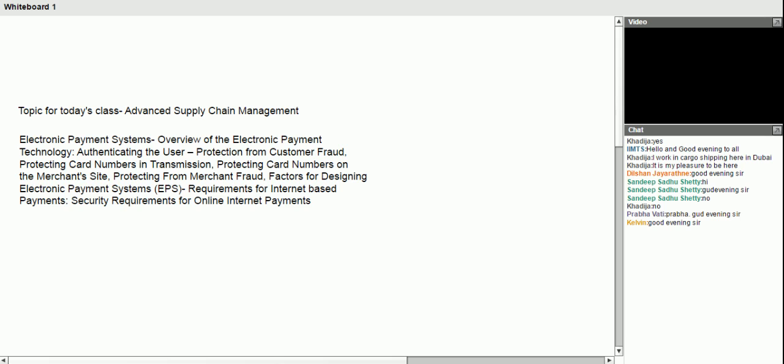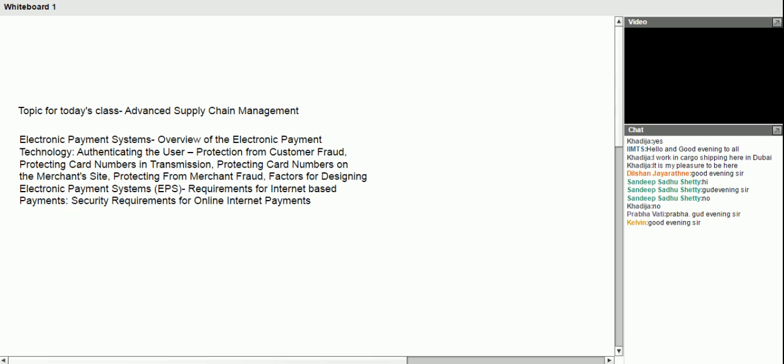A lot of us are aware of this term, electronic payment system, which is derived from the term e-commerce. It's a part of e-commerce, that is, electronic commerce. That means we are talking about the transactions which are taking place electronically, all the financial transactions that are taking place electronically.